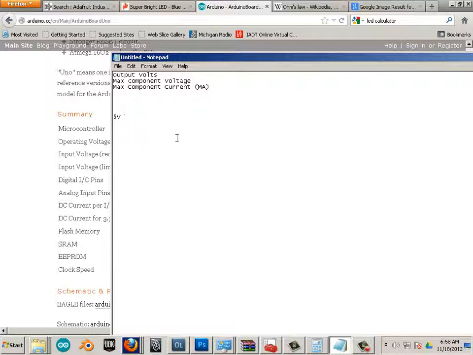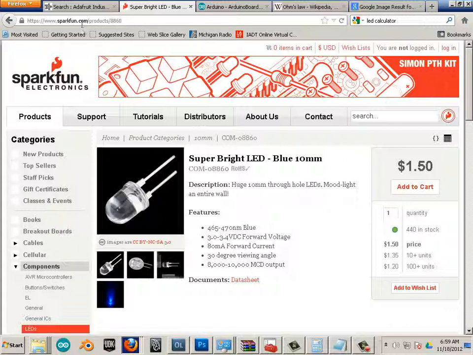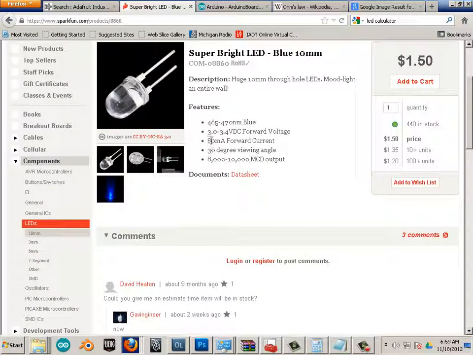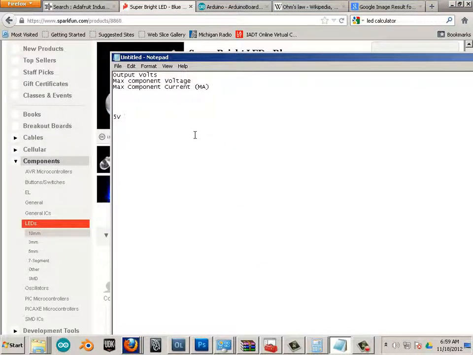The next part is, what can the component handle? I bought that little blue LED at sparkfun.com, and here we have the specs for it. Anytime you buy an LED or any kind of component, it has specs. I need to know the max voltage the component can handle. In this case, it's 3.4 volts. So let's type that in. 3.4 volts is the second part of our answer.